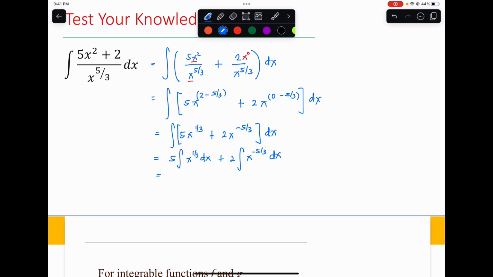Then we perform the power rule, so we simply add 1 to the exponent. That is 5, multiplied with x raised to 1 plus 3 is 4, so x raised to 4 over 3, divided by 4 over 3. Then plus 2, multiplied with x raised to negative 5 plus 3 is negative 2, so negative 2 all over positive 3, and divide by negative 2 all over positive 3.